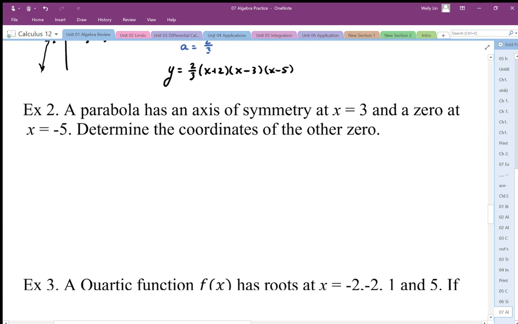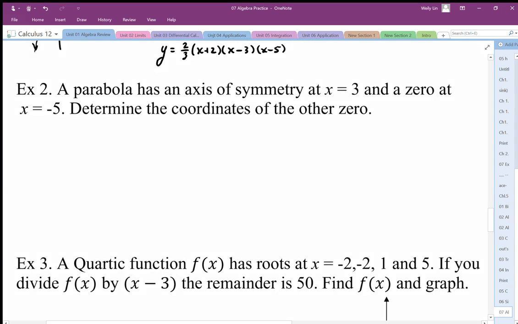So here we have a parabola. Its axis of symmetry is at x equals 3, and we have a 0 at -5. Okay, so let's just quickly sketch this graph. So we have axis of symmetry at 3. So that's the middle line is going to be at 3. And we have a 0 at -5. And what we're being asked for is the coordinates of the other 0.